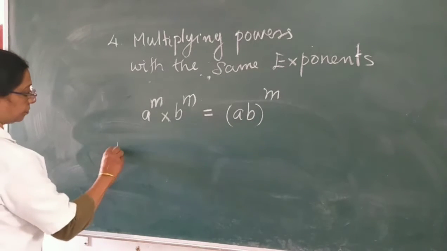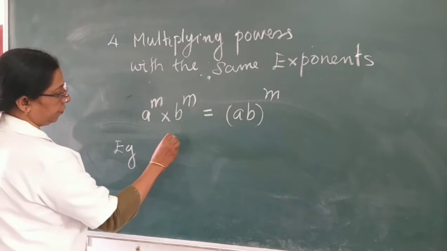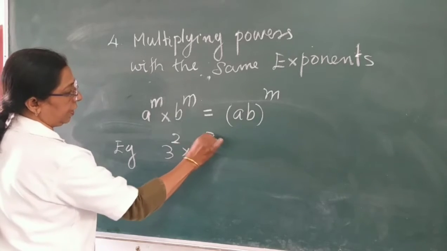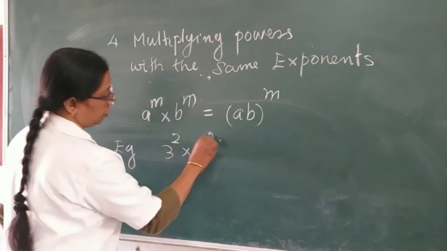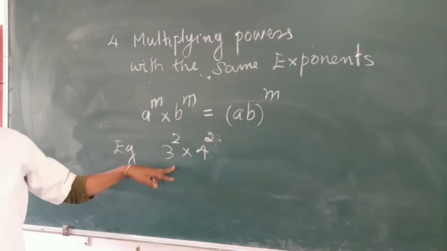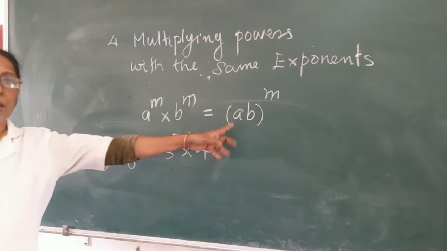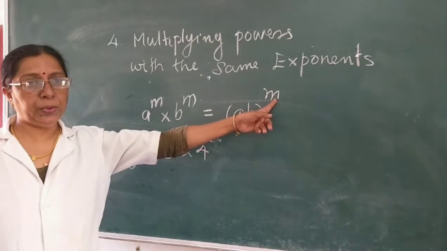Example, 3 raised to 2 into 4 raised to 2. Sorry, 2. Same exponents, different bases. So what do we take there? a raised to m into b raised to m is equal to ab, that is, the product of the two, ab the whole raised to m.